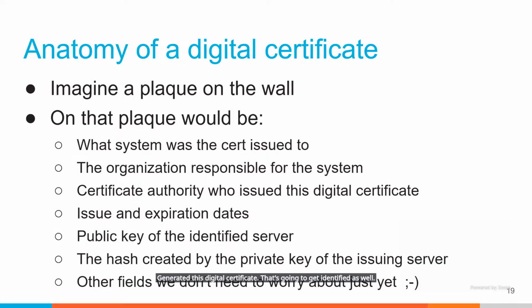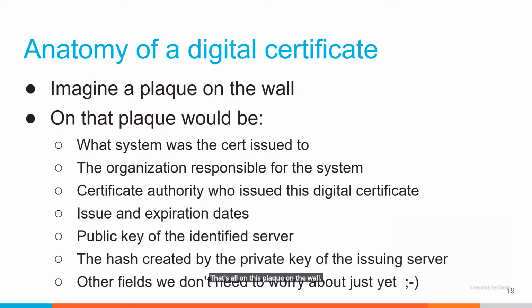After that, we're going to identify when this digital certificate was issued and when it expires. Because we don't want it to be good forever, right? Somebody might steal it, and if they steal it, everything becomes compromised after that. So we want to have some expiration, maybe two years out or whatever the case may be. So there's an issue date and there's an expiration date. That's all on this plaque on the wall.